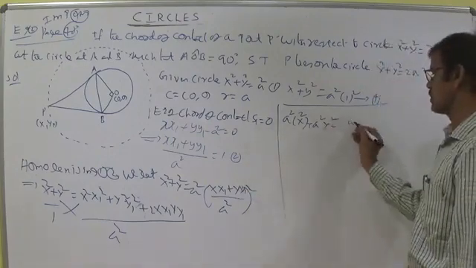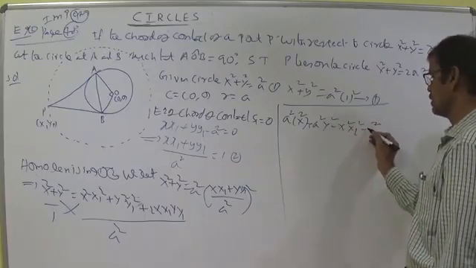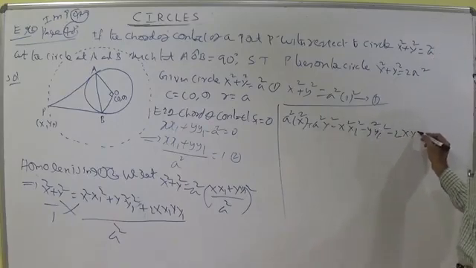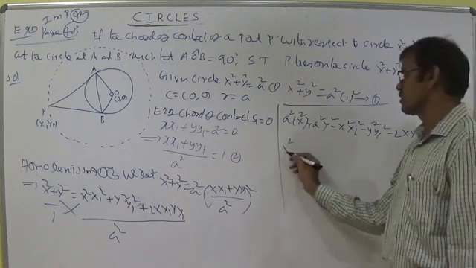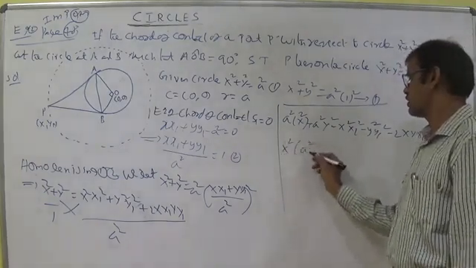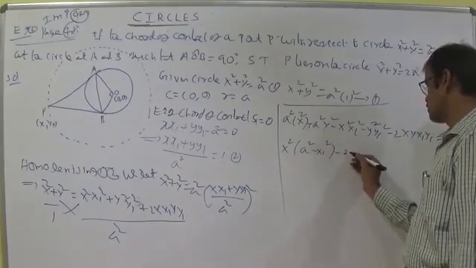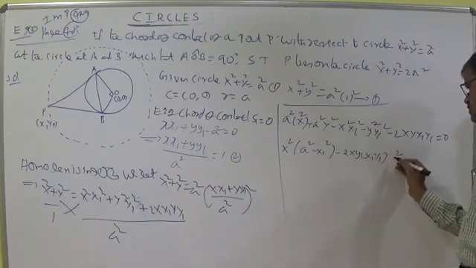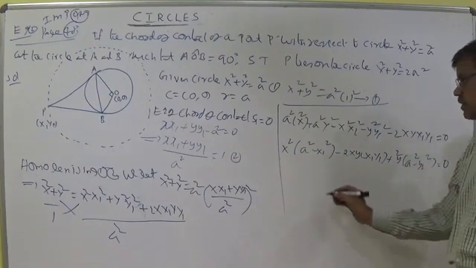Taking those terms to this side, it becomes x square x1 square minus y square y1 square minus 2xy x1 y1 equal to 0. So take x square common here, you get a square minus x1 square, minus 2xy into x1 y1, plus take y square common here, you get a square minus y1 square equal to 0.